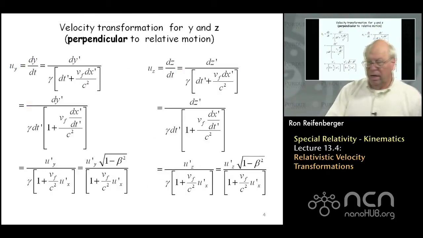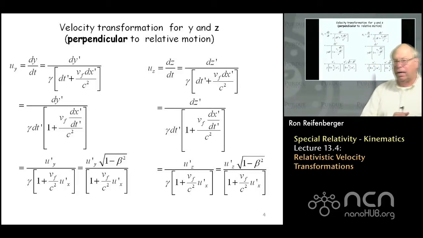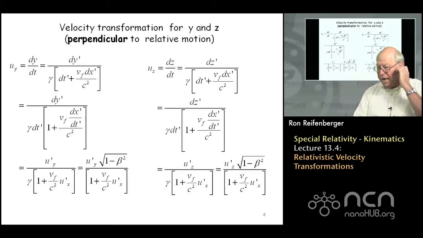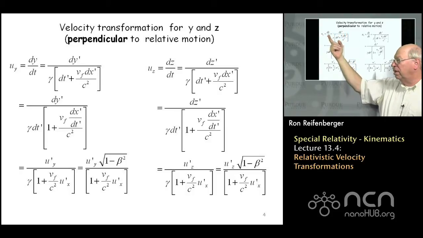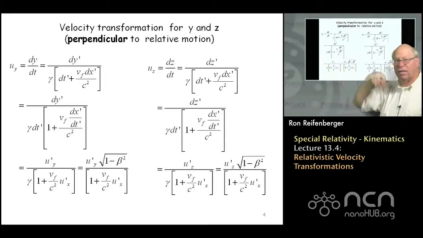The y and the z components of the velocity can be calculated by taking the differential dy and dividing it by the differential dt, right? So we have expressions for dy. The coordinate doesn't change in a direction perpendicular to motion, so dy is equal to dy prime. The time coordinate will change according to the Lorentz-Einstein transformation equation.